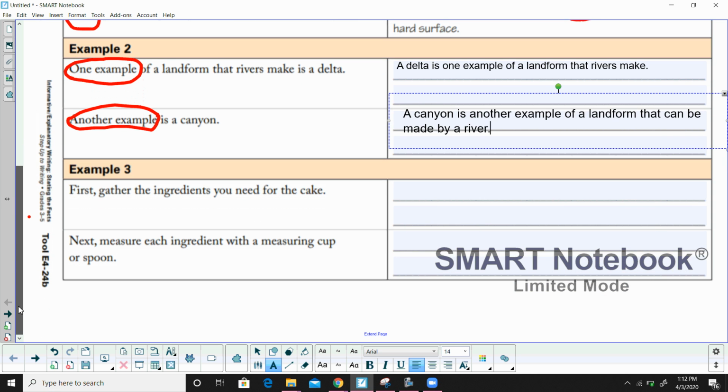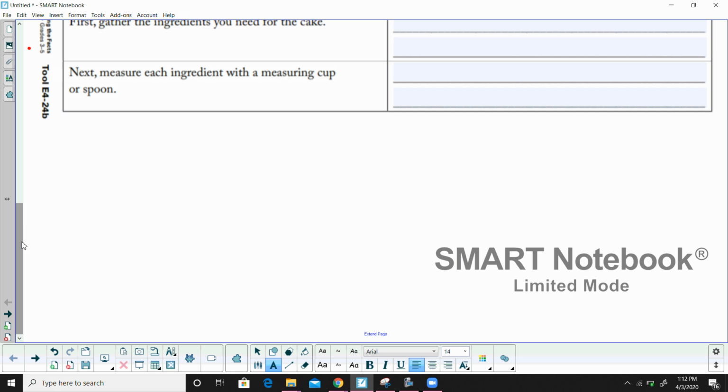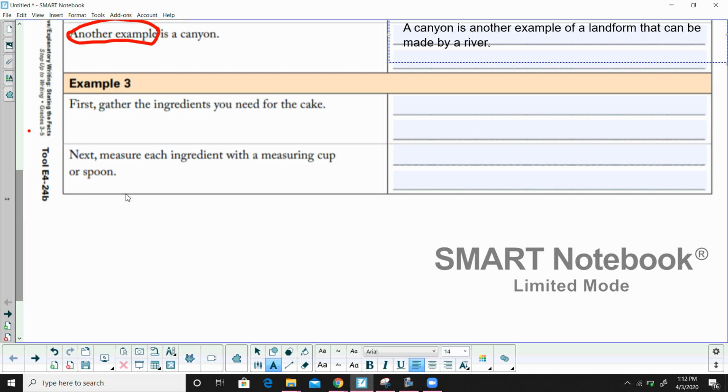Okay, let's look at the next one. I'm sorry about this watermark here at the bottom of my page. Let's see if I can extend my page and kind of be sneaky about getting rid of it. There we go.